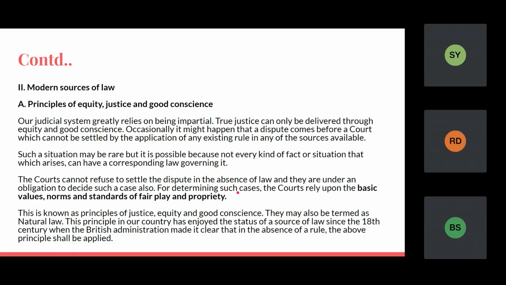For determining such cases, the courts rely upon basic values, norms, standards of fair play, and propriety. This is known as the principles of justice, equity, and good conscience. They may also be termed natural law. This principle in our country has enjoyed the status of a source of law since the 18th century, when the British administration made it clear that in the absence of a rule, the above principle shall be applied. So these three concepts came from British rule in India in the 18th century.